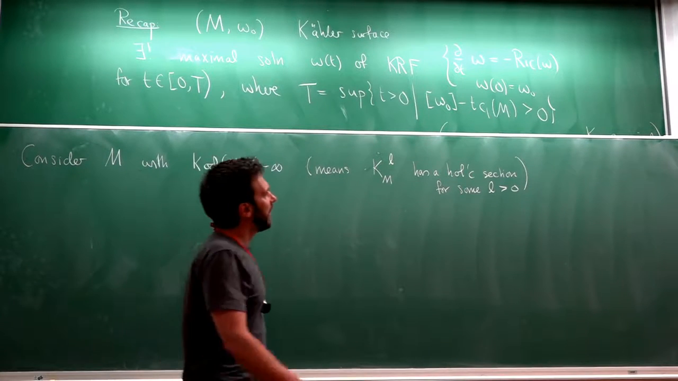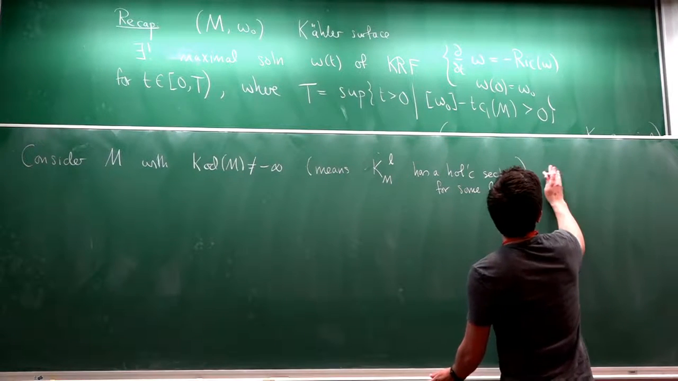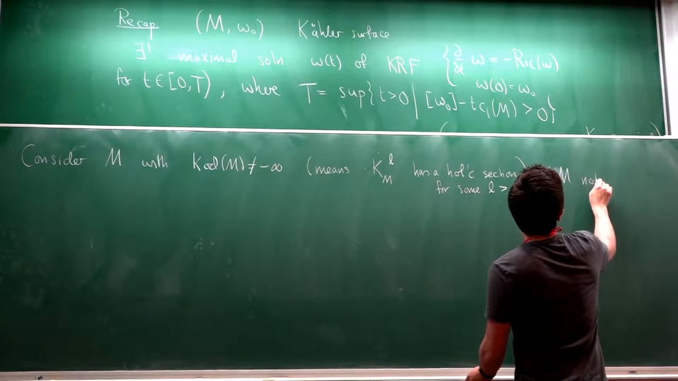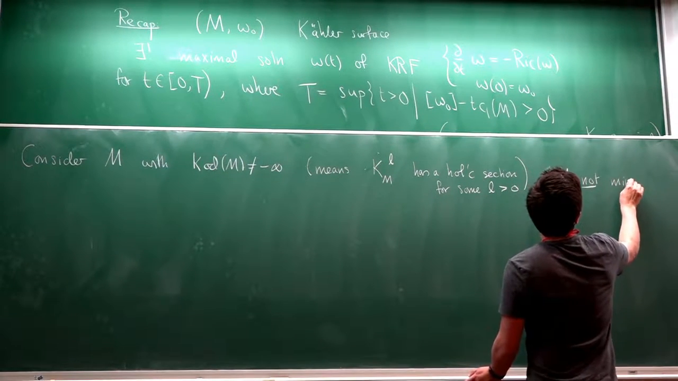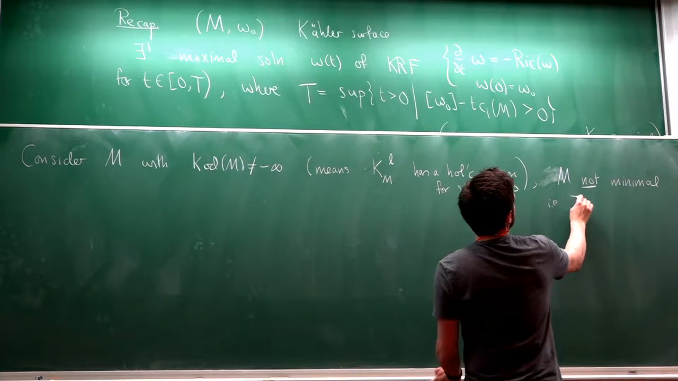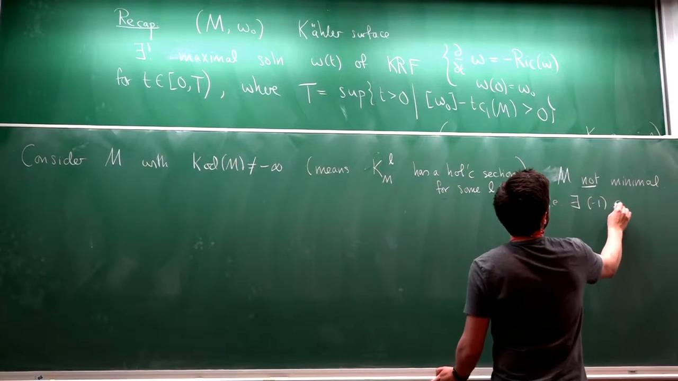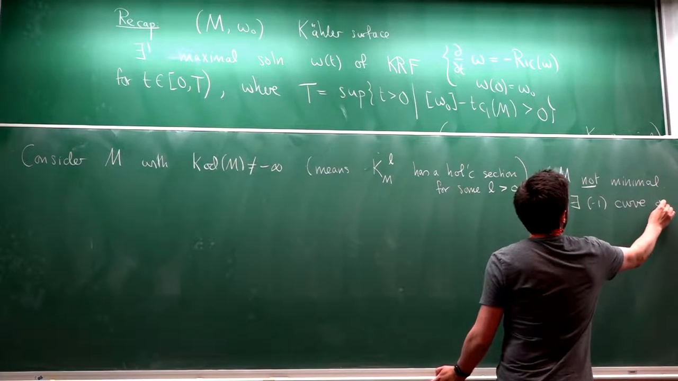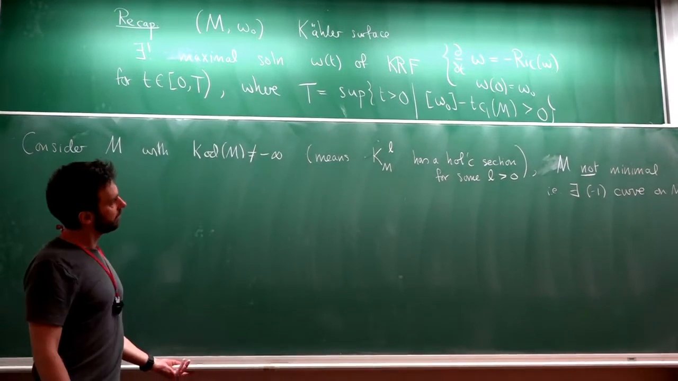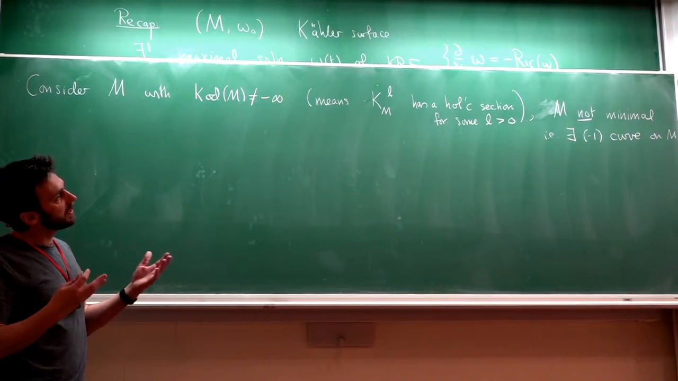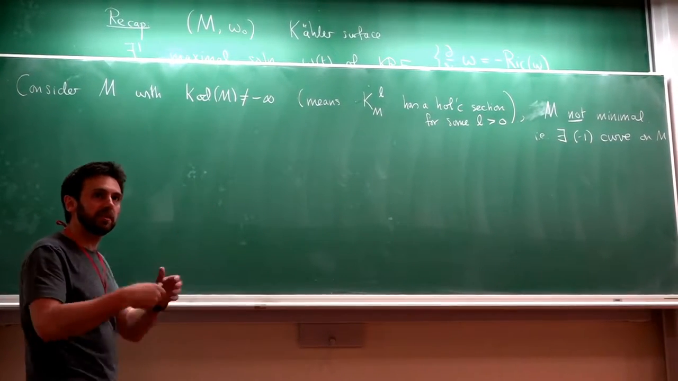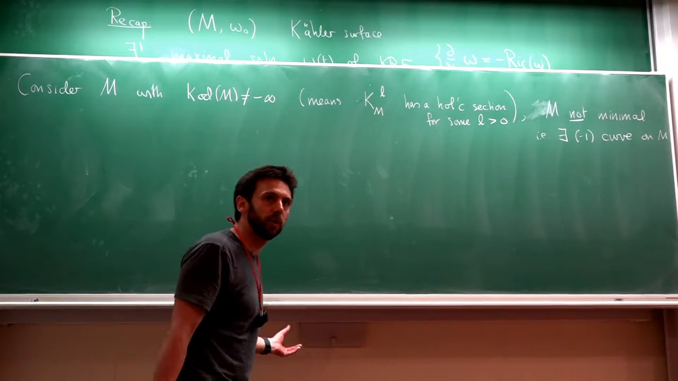And I also want to assume that M is not minimal, which means that there exists a minus one curve on M. So there exists an exceptional curve which could be blown down. Okay. So what I discussed last time is that the Kähler-Ricci flow contracts minus one curves. And I want to talk about that.